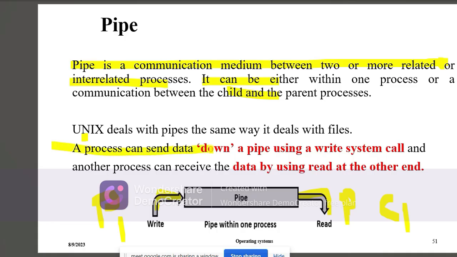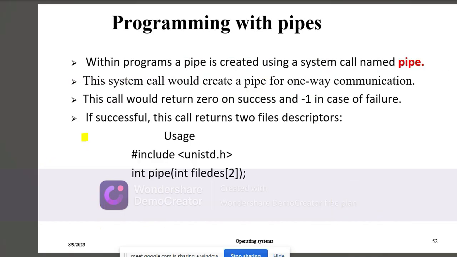A process can send the data down a pipe using a write system call. For writing content, the write system call is there, and for reading content, the read system call is there. Now see how the programming within pipes can be handled. Within programming, a pipe is created using a system call. The name of the system call is pipe.